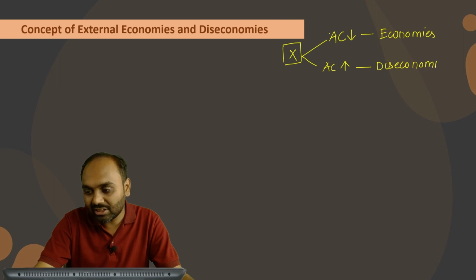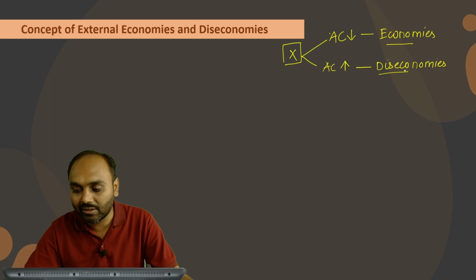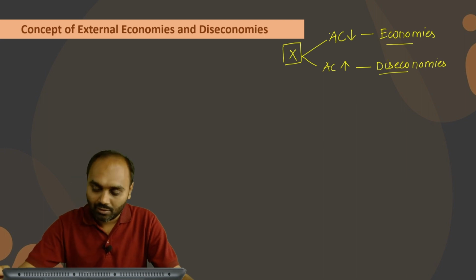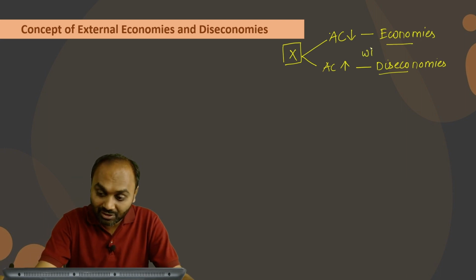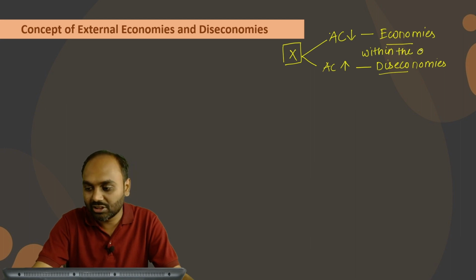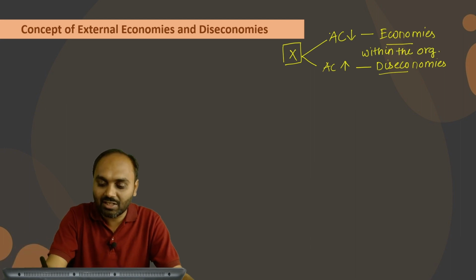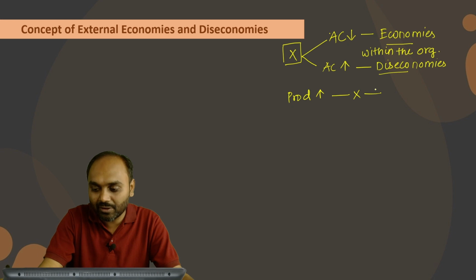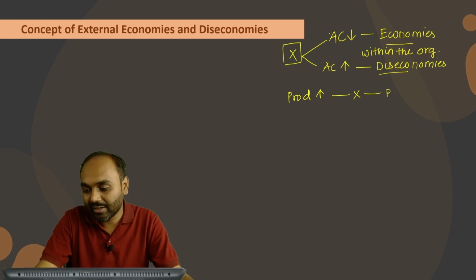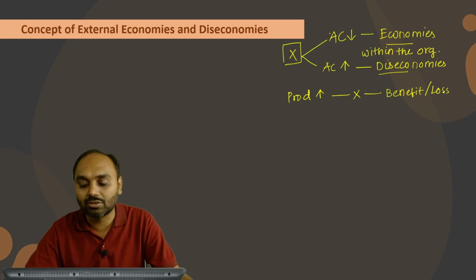And we were discussing that all those economies and diseconomies that were occurring were because of factors which were within the organization. So it was within the organization, which means the production was increased by company X and the benefit was also received by company X. Or even we can say the losses that were occurring were also with company X.